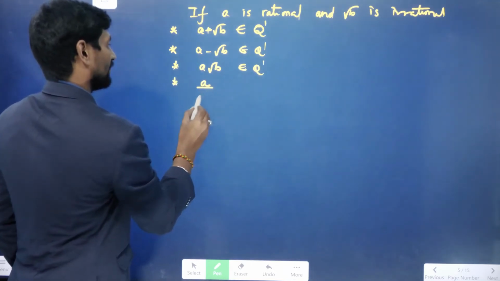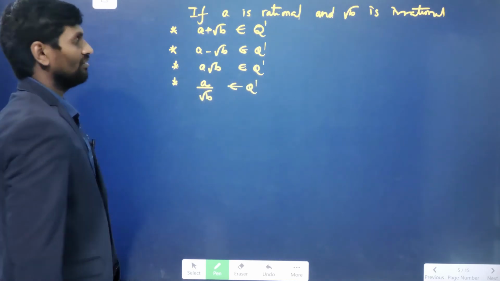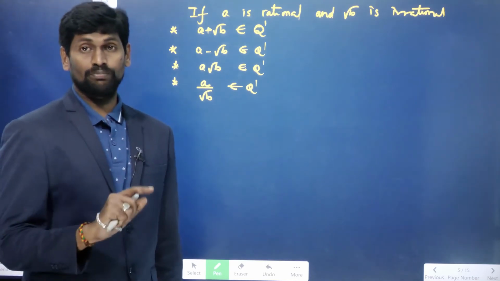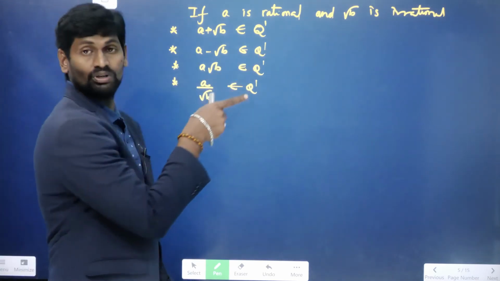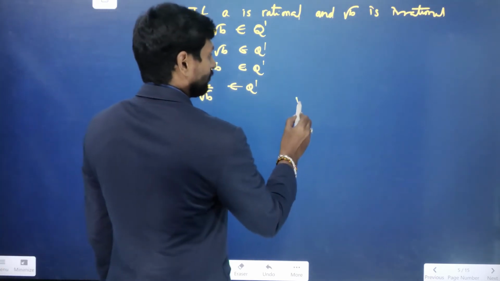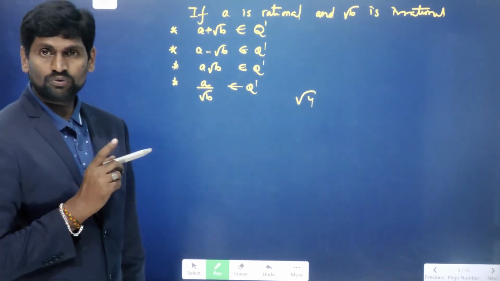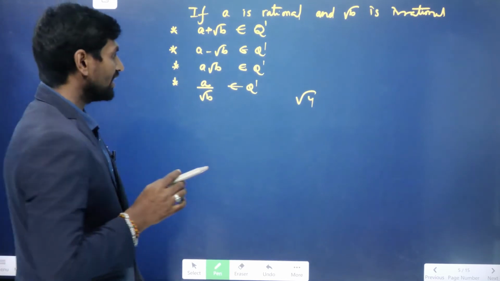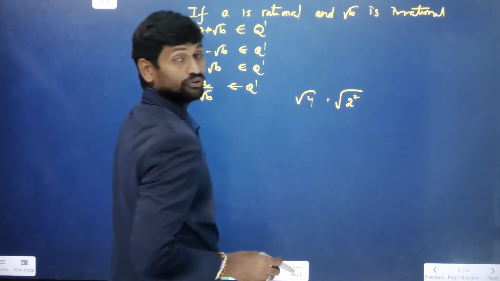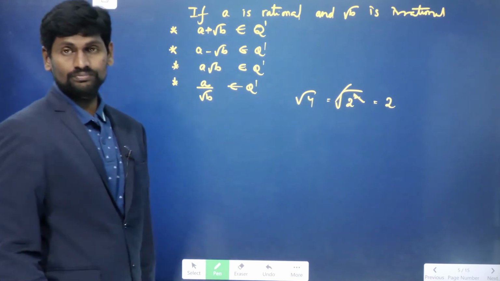Division. Where B cannot be a perfect square. Then only root B will be an irrational number, right? So that condition you should remember always. For example, taking root 4. Is root 4 an irrational number? No, root 4 is not an irrational number. Root 4 is a rational number because 4 is a perfect square. 2 square is 4, square root cancels. Root 4 value is nothing but 2.